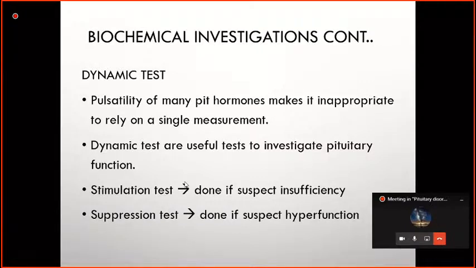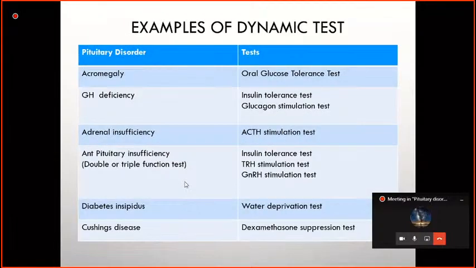There is a list of specific stimulation and suppression tests for a particular hormone. Okay, I think I have the list. Yeah, I have the list here. These are the dynamic tests that can be done. There are a lot more, other options, but these are just examples of the common ones used for certain disorders. For acromegaly, you use the oral glucose tolerance test. We are going to talk about this later when we talk about acromegaly.